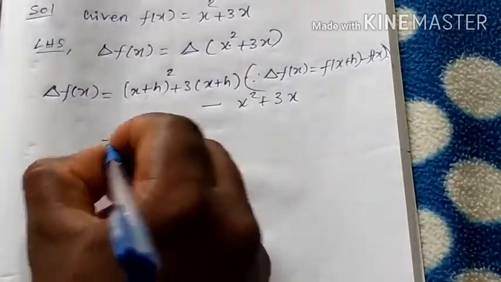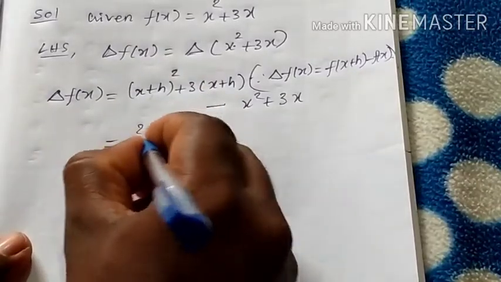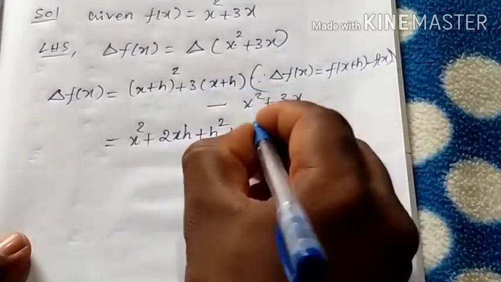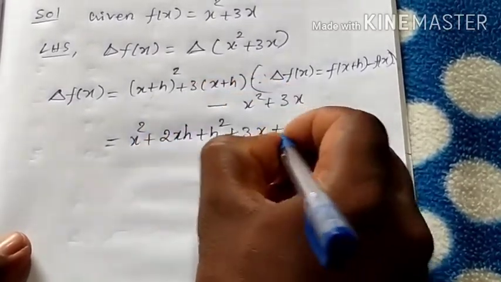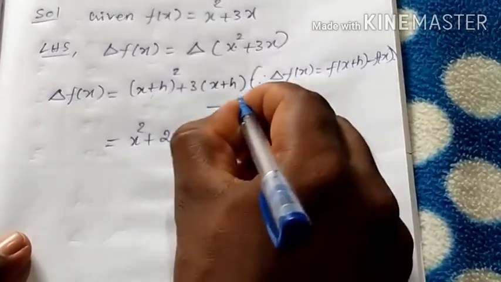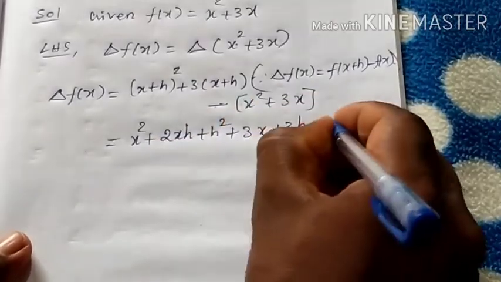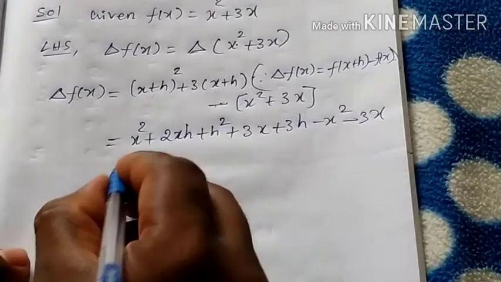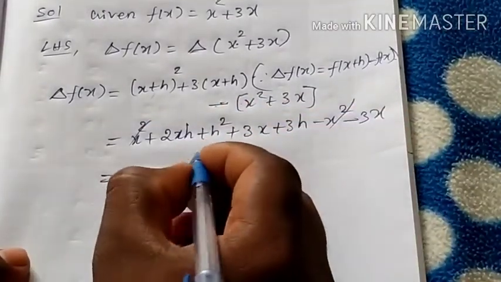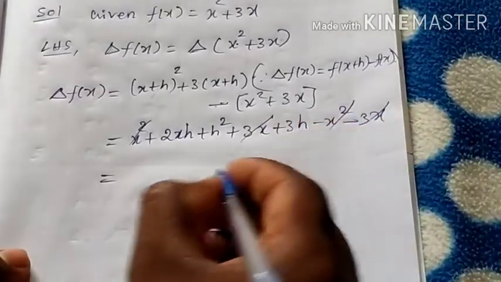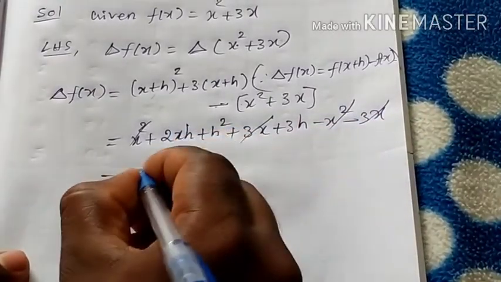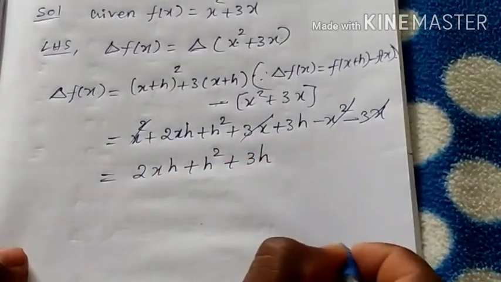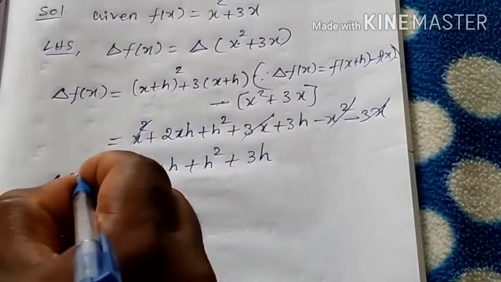Okay, which is equal to a plus b whole square. So a square plus 2ab plus b square plus 3 into x, 3x, plus 3 into h, 3h, minus, this is minus f of x. So minus x square minus into plus minus 3x. Have you understood? Which is equal to the x squared are cancelled. Okay, the 3x minus 3x also cancel. Remaining terms are 2xh plus h square plus 3h. Okay, this is your delta f of x.